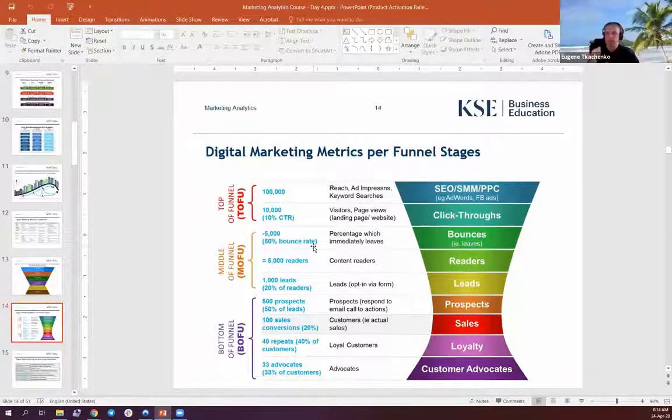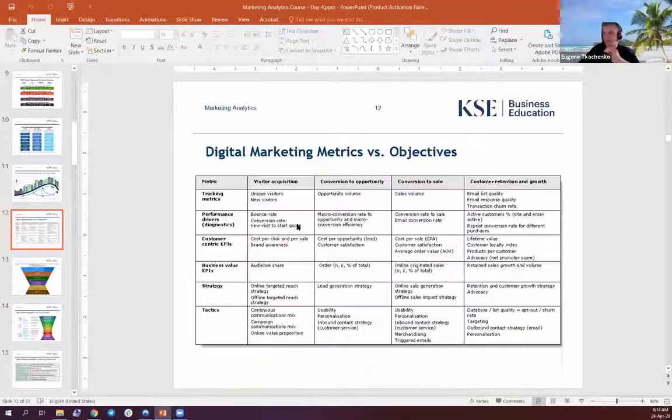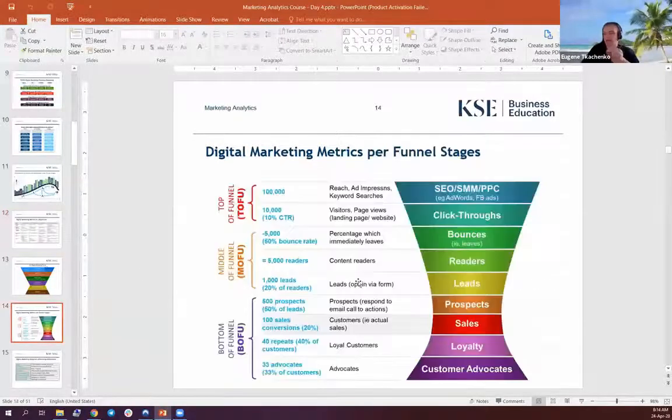So basically, they discontinue the session at any given point of time. We are interested in optimizing our efforts at this point, so it's our performance drivers like bounce rate or conversion rate per page. And then we have progressed from the middle of the funnel to the bottom of the funnel.